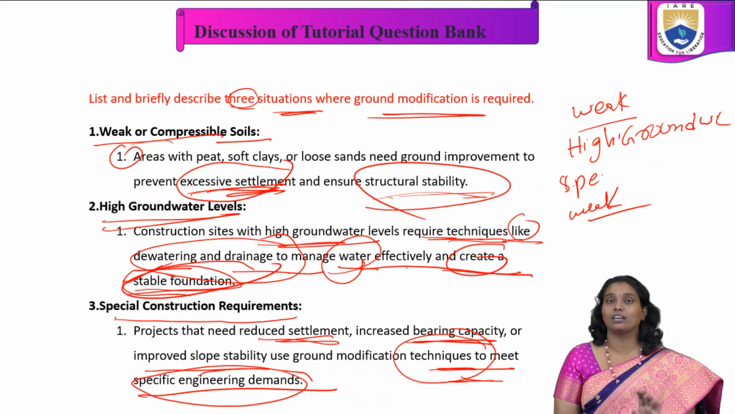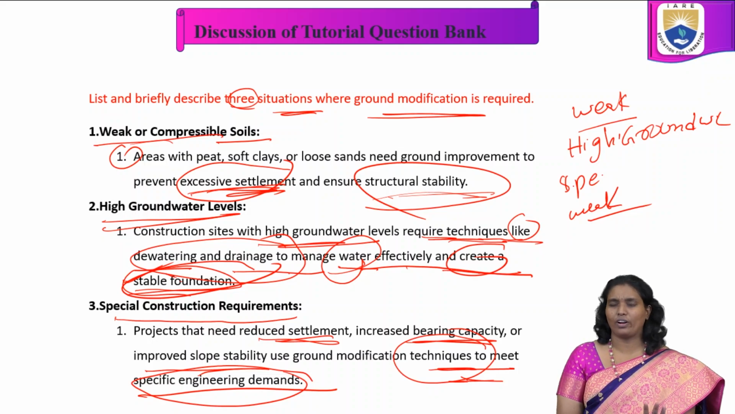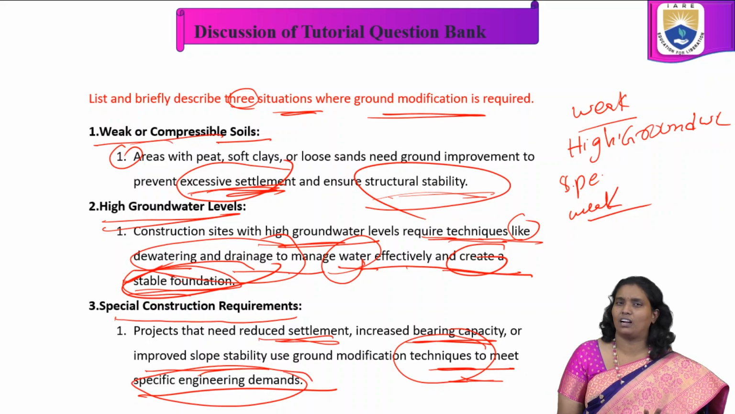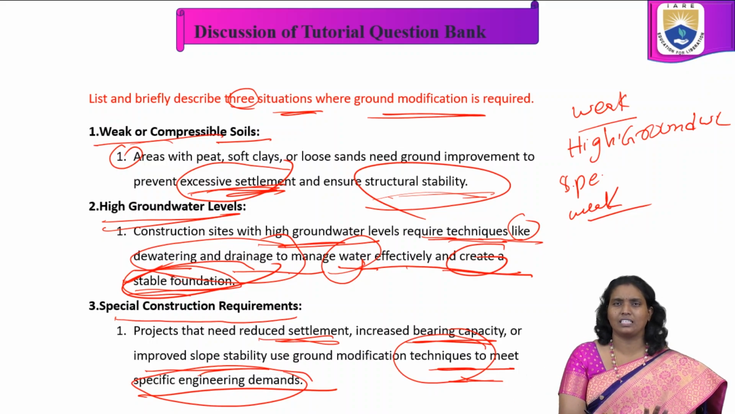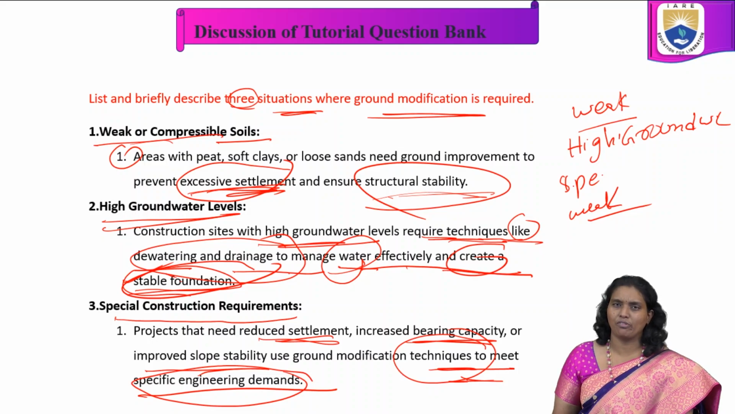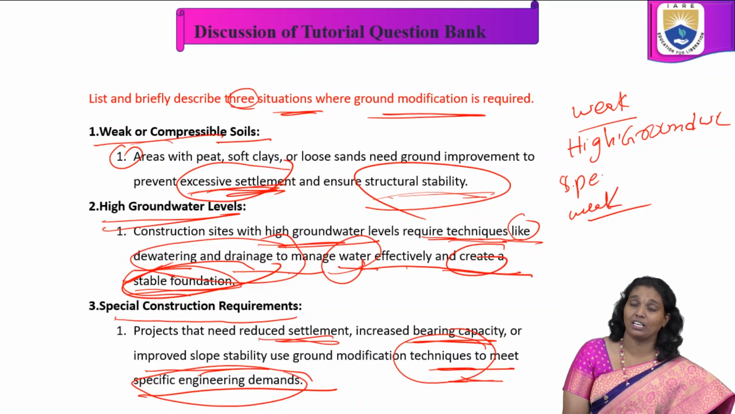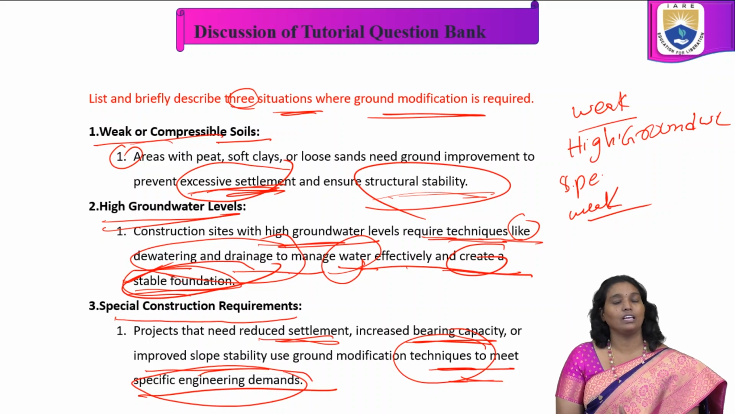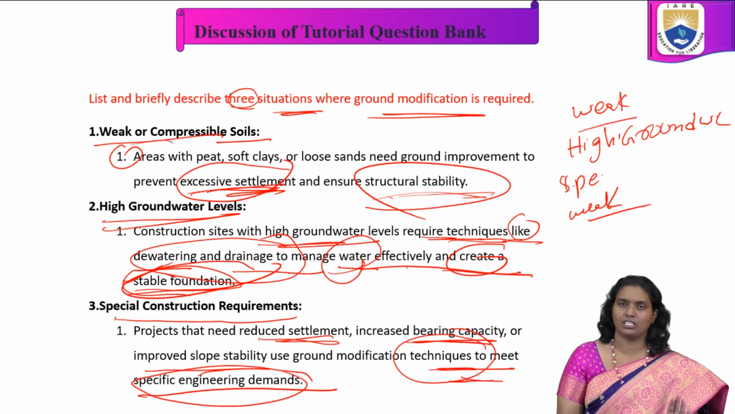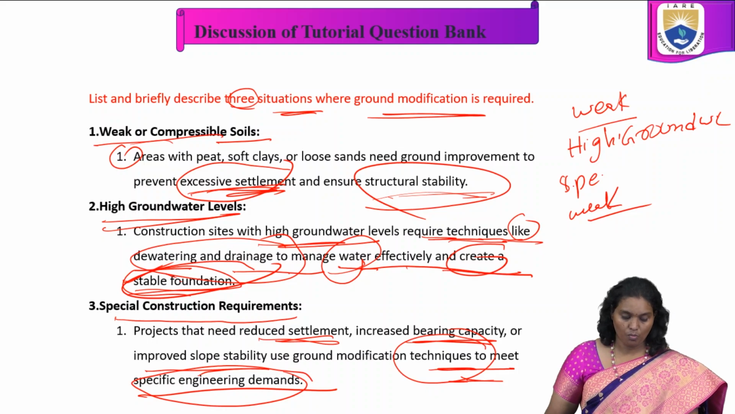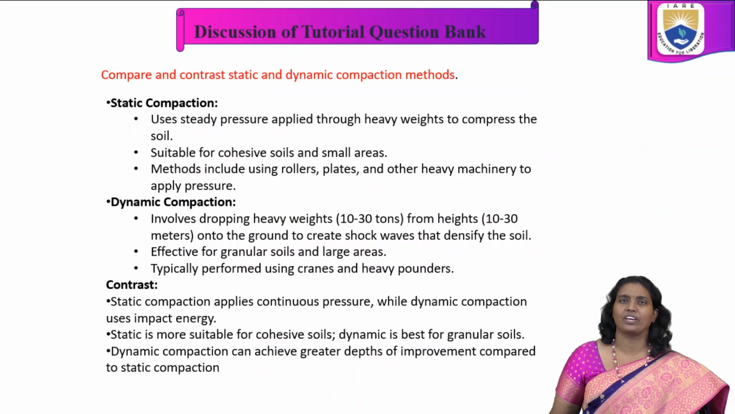It depends upon the condition in detail. It is not a case study, so there is no need to mention all the things. Now, high groundwater level means we are going to reduce the water content using techniques like dewatering and drainage systems, and it creates a stable foundation. Like that, we write out the various modifications which we are going to require.